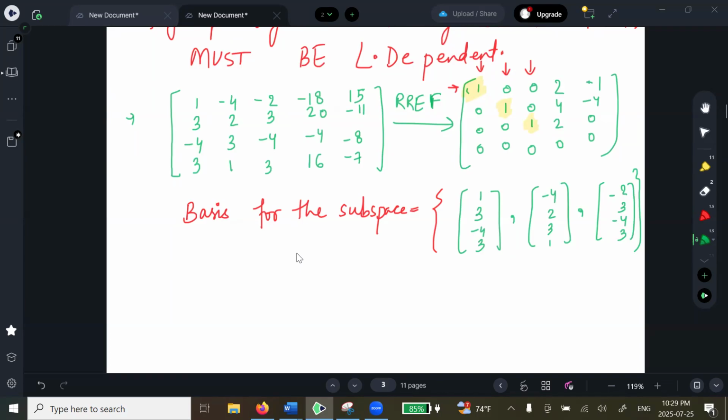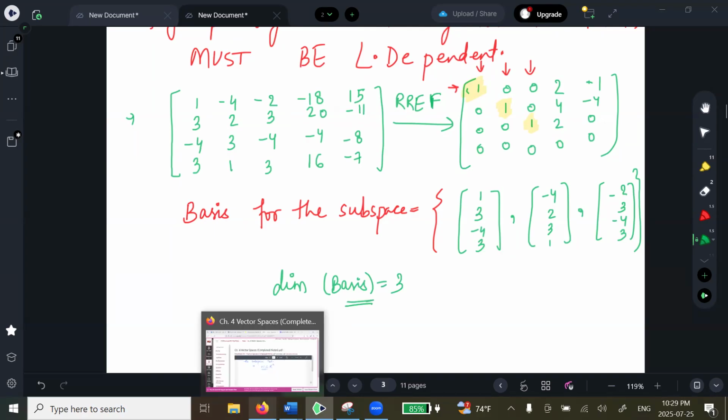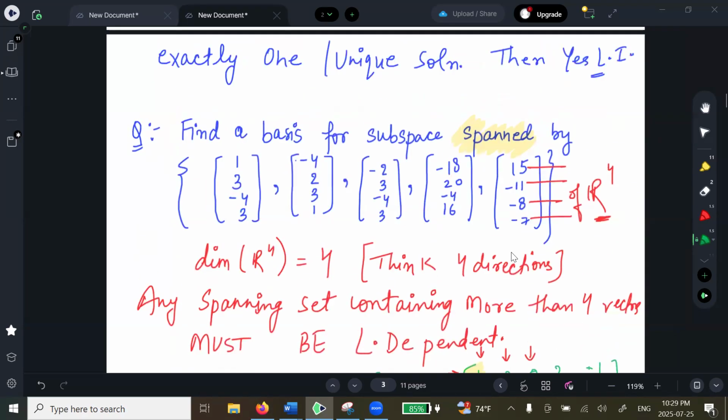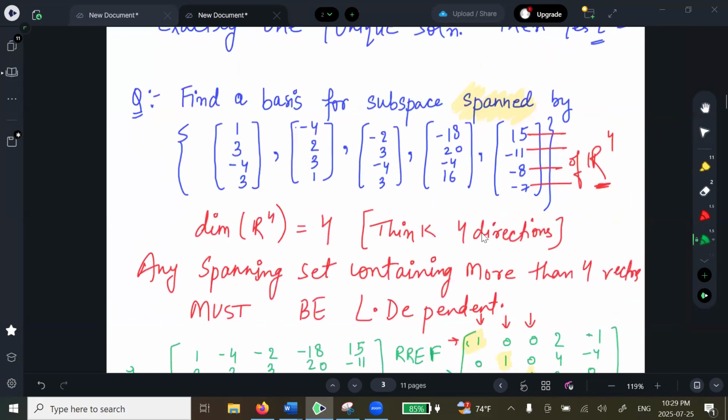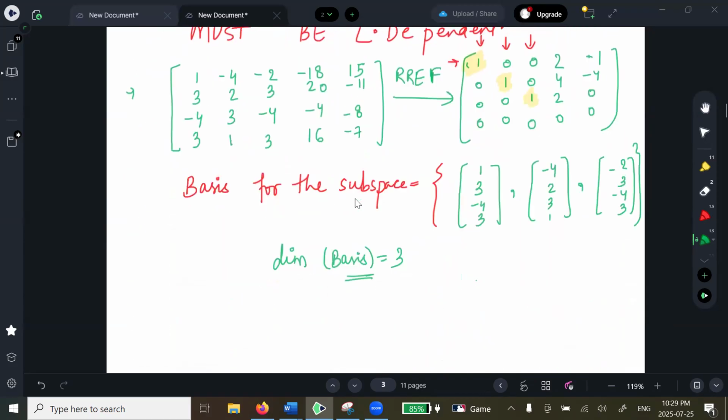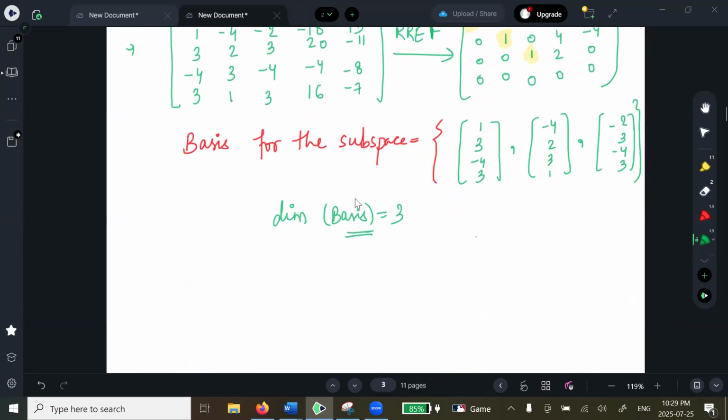Now, how many vectors in the basis? Only 3. So the dimension is 3. Right? Only 3 vectors are needed to span this subspace, and the other 2 are extra. If you look a little harder, you'll probably find that these are a linear combination of these 3. You'll be able to find that. Okay, this is one of the important questions.